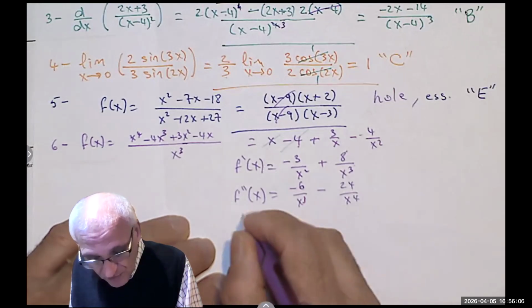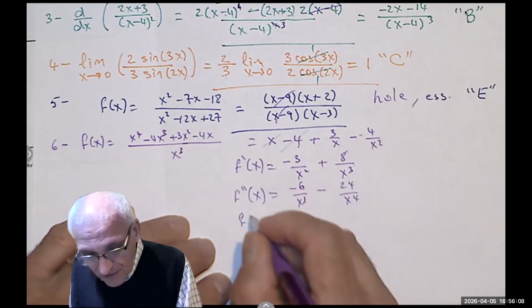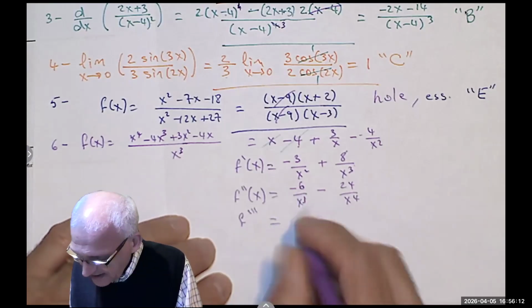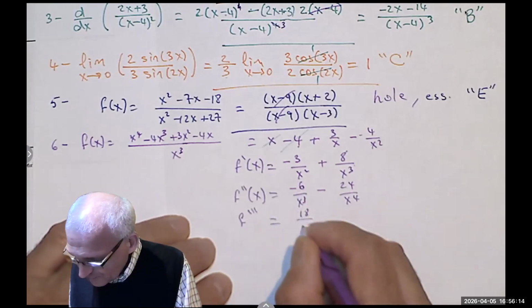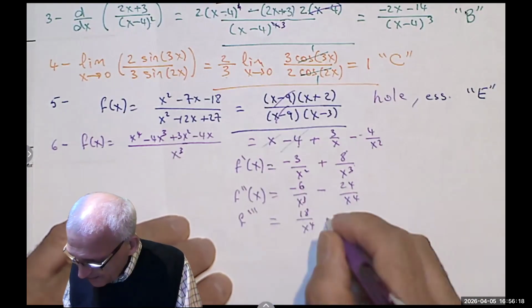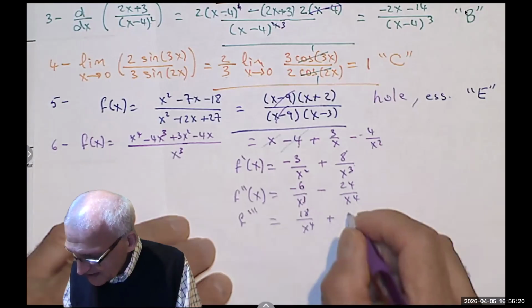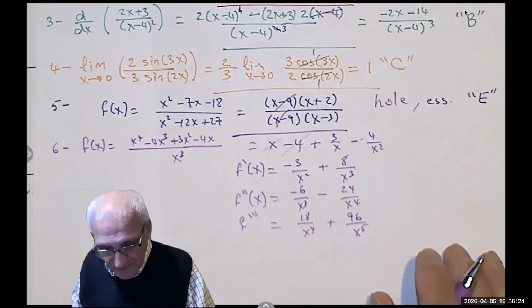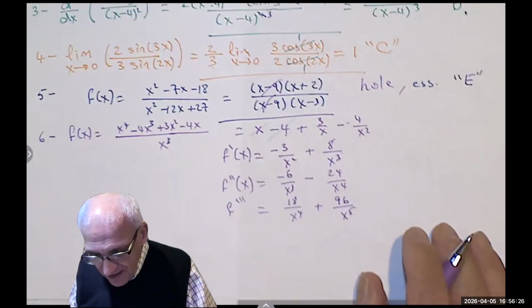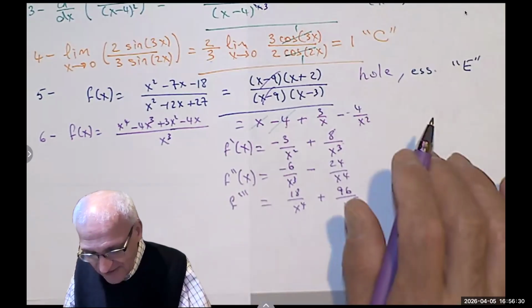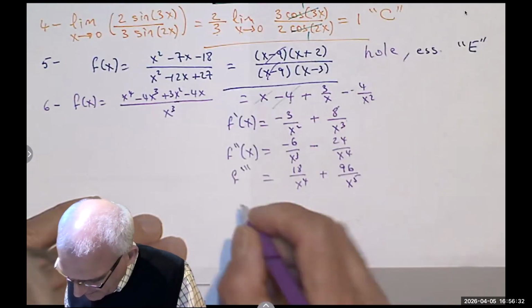Then the next one, f to the third, would be negative 6 times negative 3, which is positive 18 over x to the 4. And negative times negative is positive, so 24 times 4 is 96 over x to the 5th. I thought they would give you one of those as one of the answers, but no. Okay.